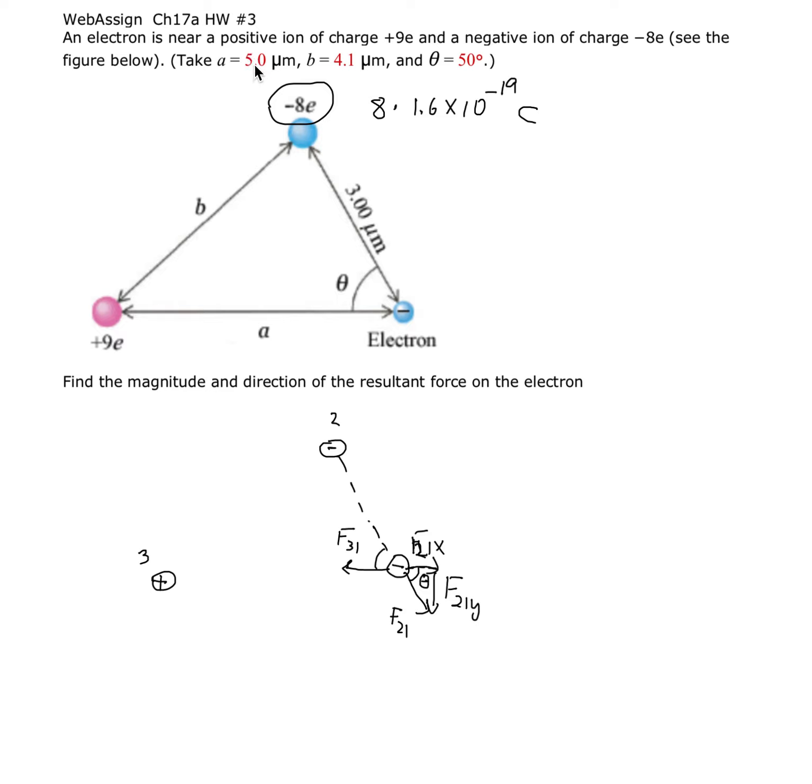As far as the distances that we are given, the distance A, which is the distance right here between the 9e charge and our electron, is 5 times 10 to the negative 6 meters. The problem also gives us the distance over here, which is 3 times 10 to the negative 6 meters. We actually don't care about this distance over here because we're not asked about the force between charges 2 and 3. That's the only reason that we would need this distance. We only need the distances between the electron and the other charges.